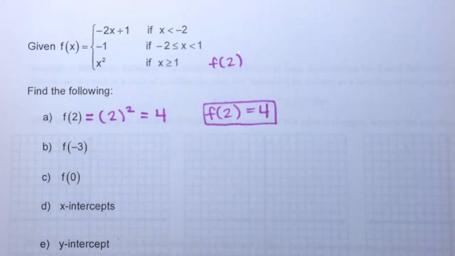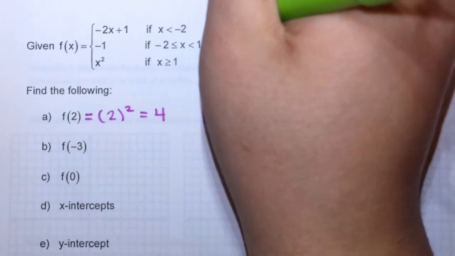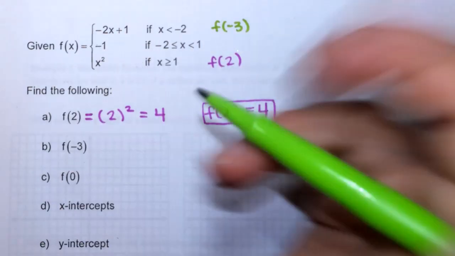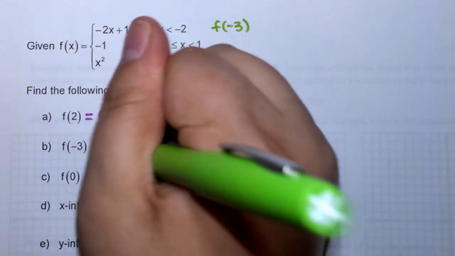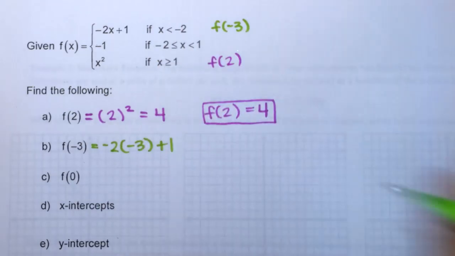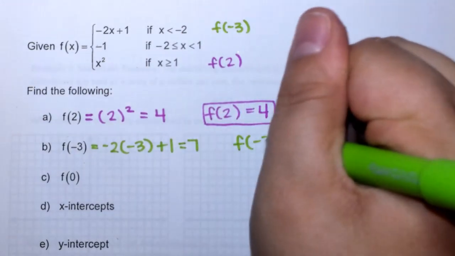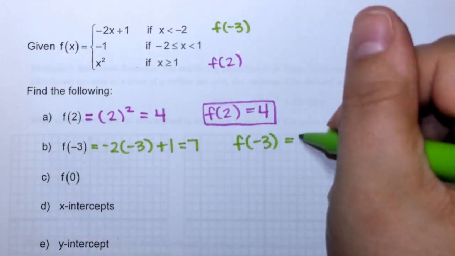What questions can I answer? What about f of negative 3? Which equation would I use for that? The first one, because negative 3 is less than negative 2, so I'm using the first equation. What is negative 2 times negative 3, plus 1? No, this has been here for years. I promise I didn't do that on purpose.